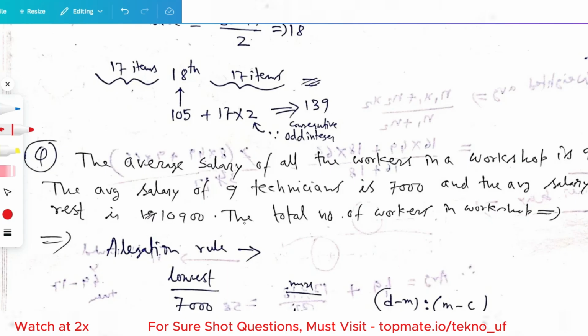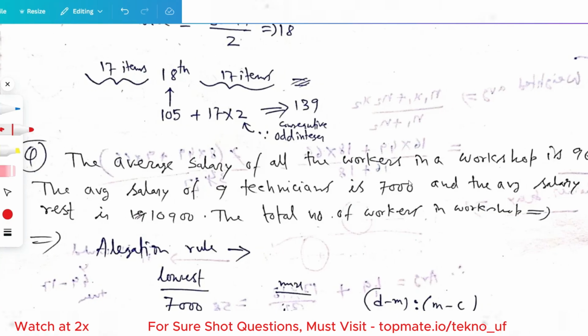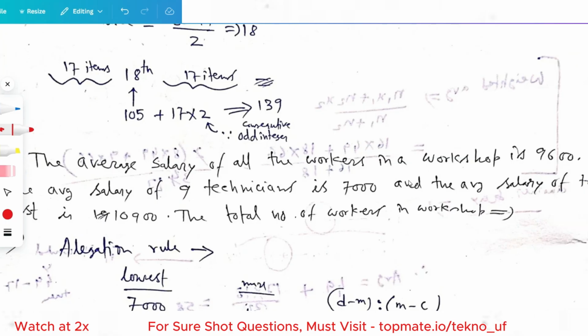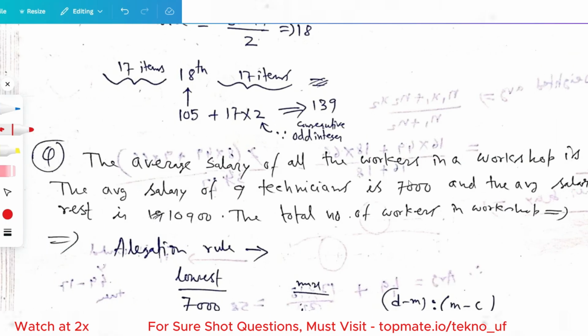Okay, so the average salary of all the workers in a workshop is 9,600. The average salary of 9 technicians is 7,000, and the average salary of the rest is 10,900.